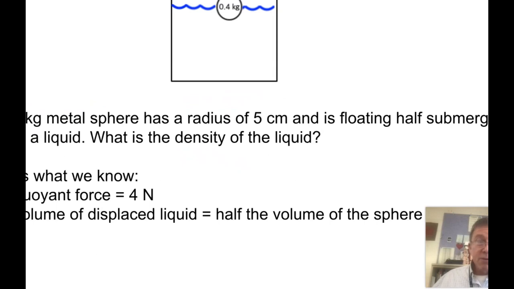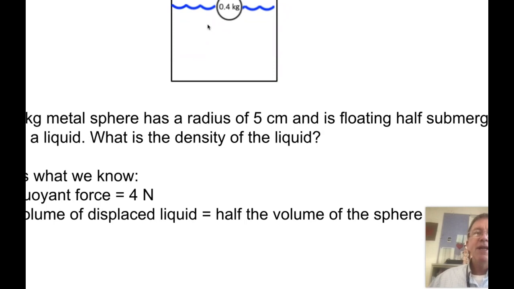Okay, we'll just do another one. Again, if you understand this, just keep moving on. But what if I have something that's not on a string? Well, it's just floating there. So I have this 0.4 kilogram sphere that's floating in a liquid. It has a radius of 5 centimeters, so it's pretty big. And it's halfway submerged. I got to keep that in mind. So 1/2 of its volume is what's actually underwater, or so it displaces 1/2 of that.